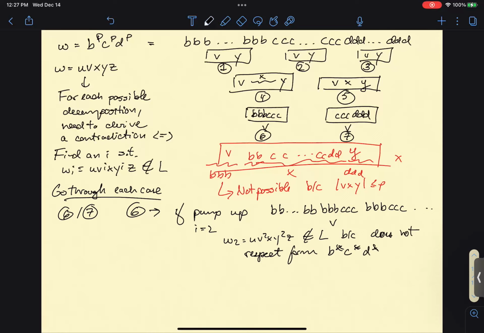Okay, and then case 7 is the same, exactly the same thing. It's just that now the C's and D's are going to repeat. So you'll get B's and C's and D's, then C's and D's, then D's. So again, that's not of the form B C D. Okay, so then same thing.